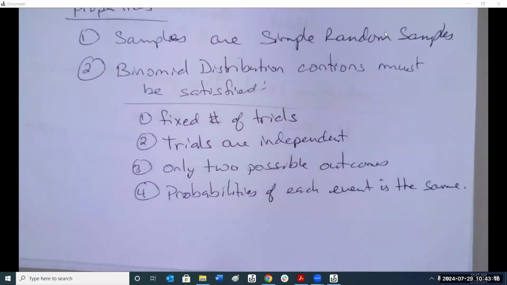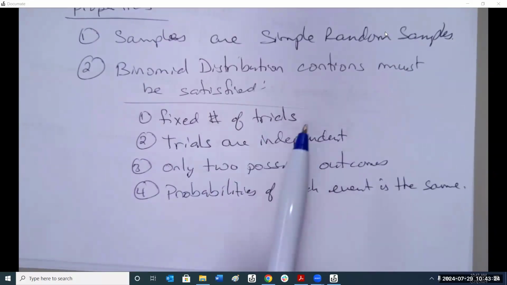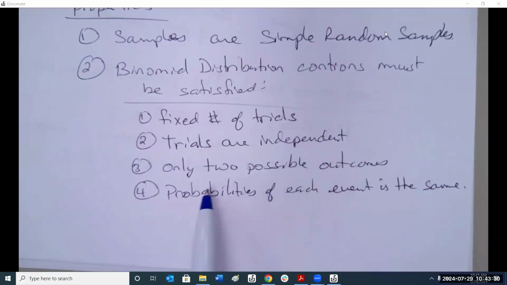We talked about this in the last chapter when we did binomial distributions. So there has to be a fixed number of trials, has to be finite, it can't be infinite. The trials are independent. What does that mean? One event doesn't affect the other events. Only two outcomes are possible. And each event has the same probability of occurring.